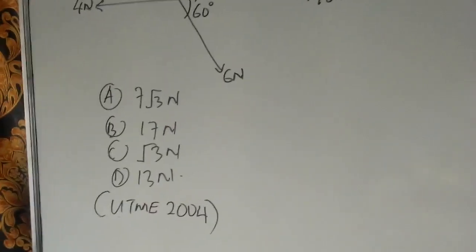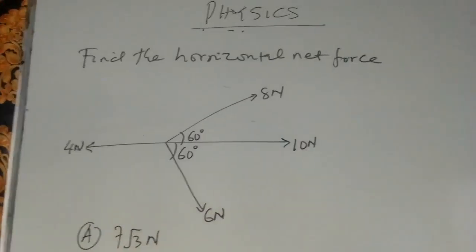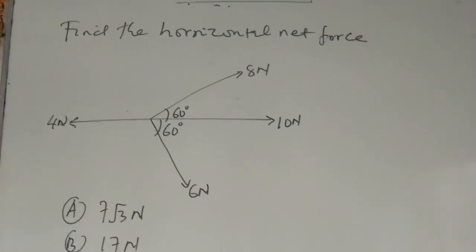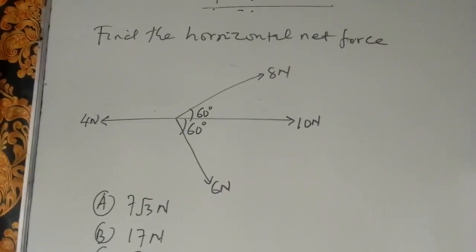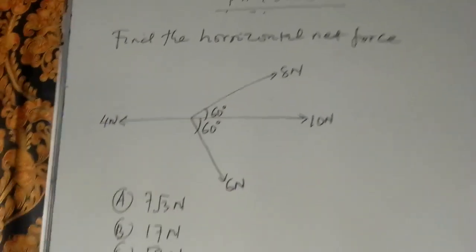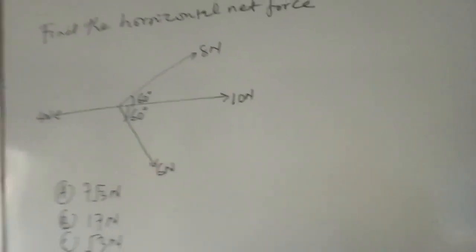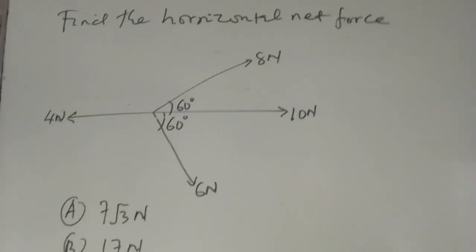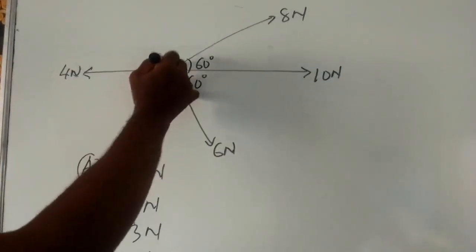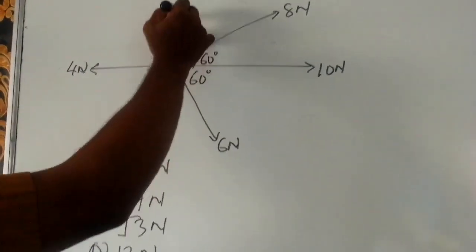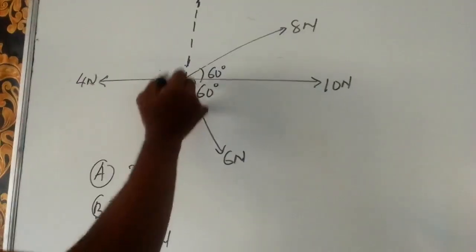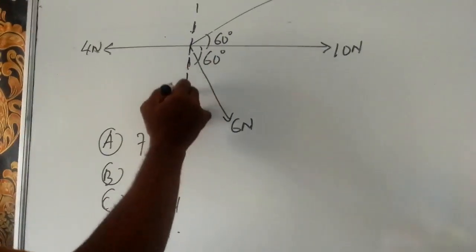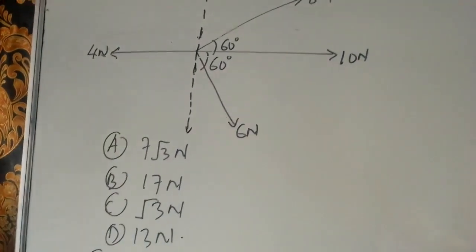So looking at this problem, how do you solve it? We're looking for the resultant force of this diagram. Before we go over to it, we're going to make some modification to the diagram. We see that there's a horizontal plane or axis, but there's no vertical axis drawn. So we're going to create an imaginary vertical axis with a dotted line. Having done that, we can now continue.